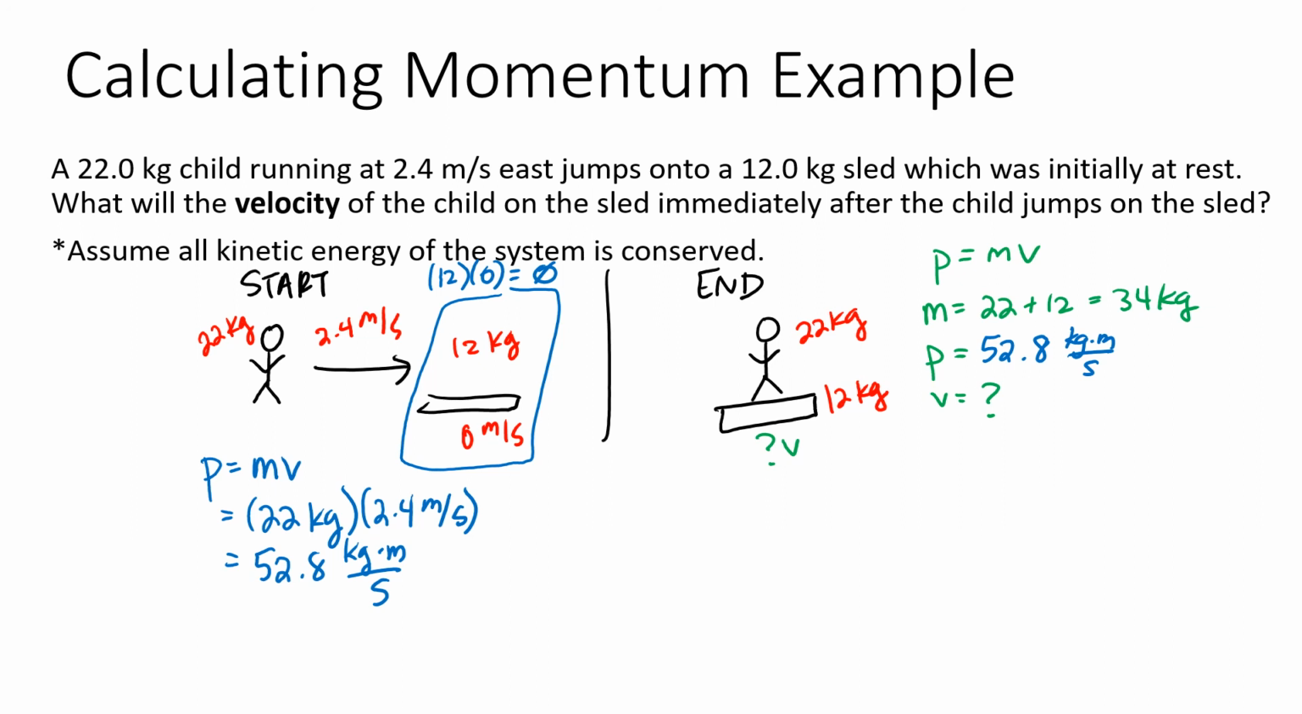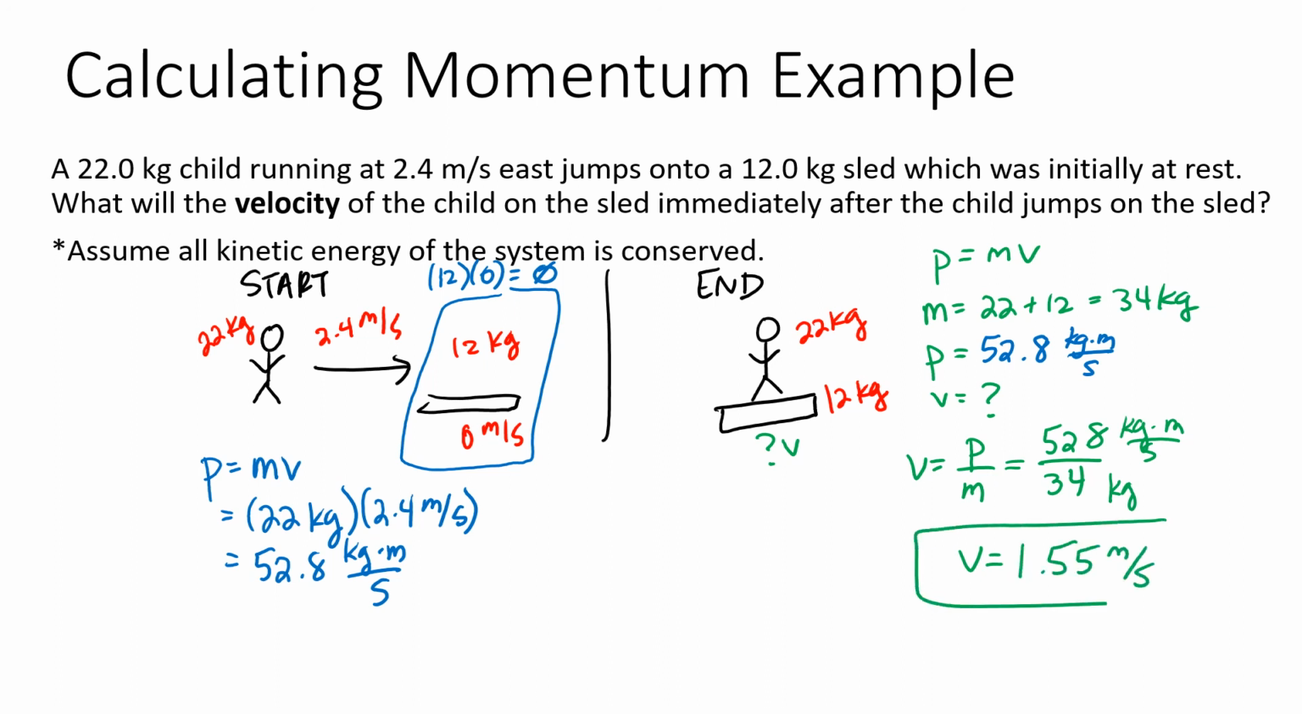So now we have all the information that we need to solve this problem. Velocity is going to equal momentum divided by mass. Our momentum is 52.8 divided by 34. Let me go ahead and write my units out here to keep with consistency. Divided by 34 kilograms. So here, my velocity is going to equal, excuse me, it's not 0. That should be 1.55 meters per second.